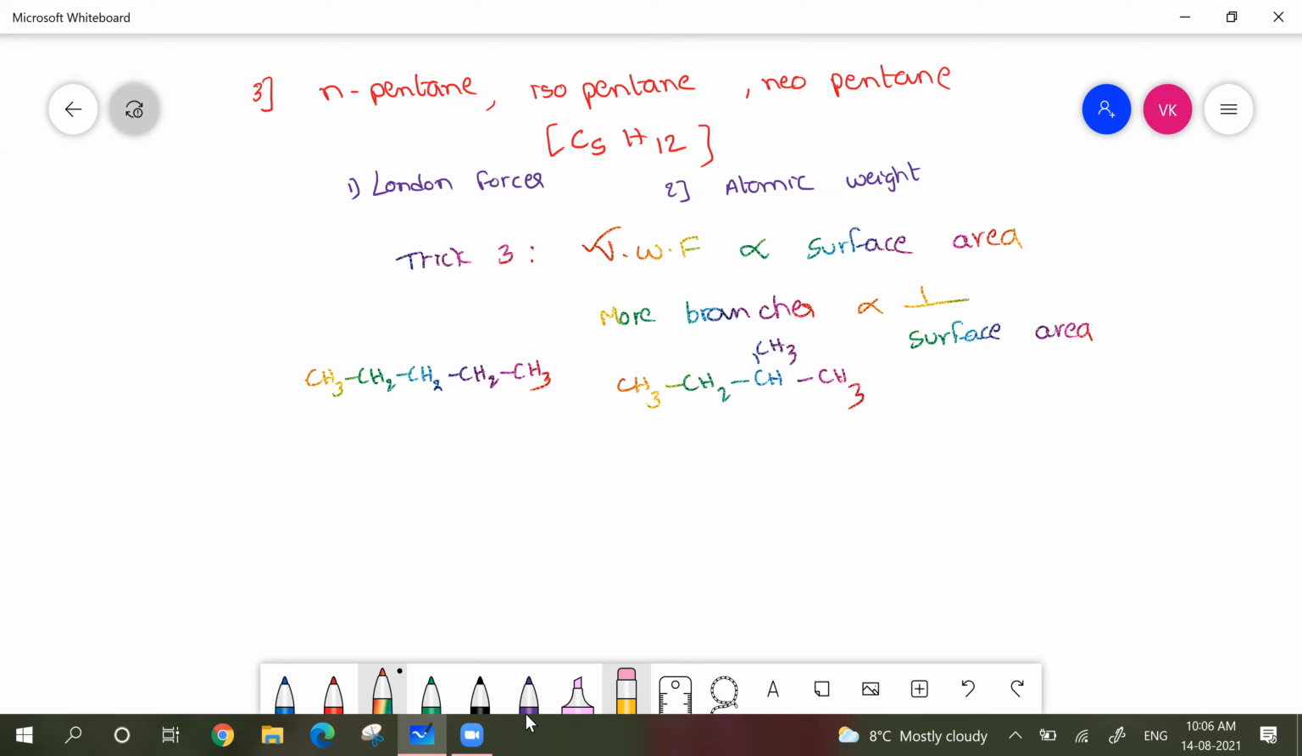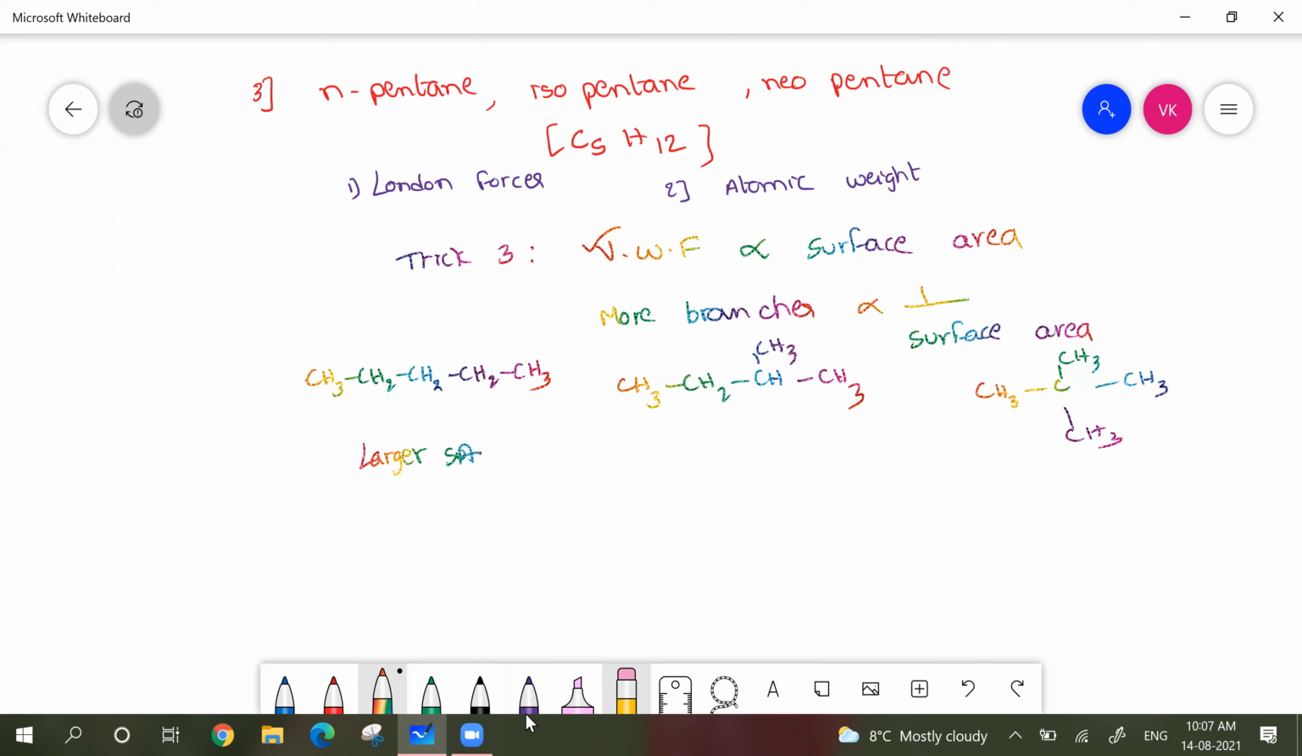Okay, coming to neopentane, CH3, C, CH3, CH3, CH3. So you can count the number of atoms: 5 plus 7 is 12. Here also you can see 12. Here also you can see 4 threes are 12. But in this case, it is having larger surface area because no branches.